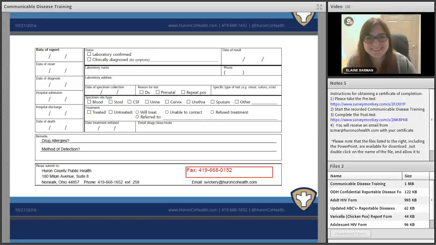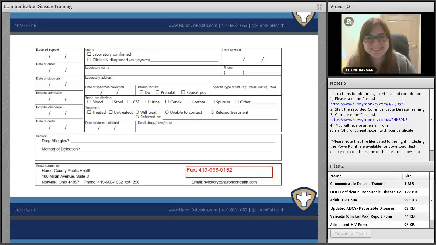Then we go into treatment. So did we treat the patient? So now that they've tested positive or we've diagnosed them, did we treat them? So treated, unable to treat, you will treat them, or you referred them to another physician. So that happens a lot with hepatitis. They're referred to a gastroenterologist, or you're unable to contact them, or they refuse treatment. Then date of treatment initiated. So if we did treat them, when did we start the treatment, or when did we prescribe it? And what was the medication that we prescribed? So the drug, the dose, and the route. So all of that needs to be included on that line.